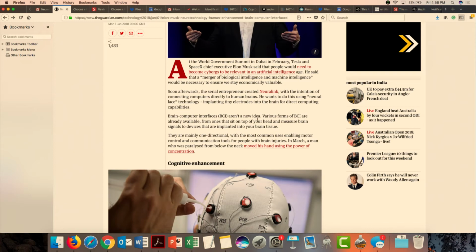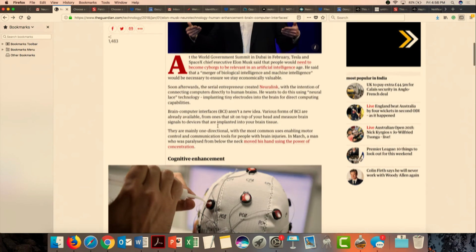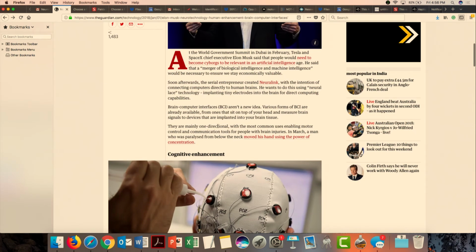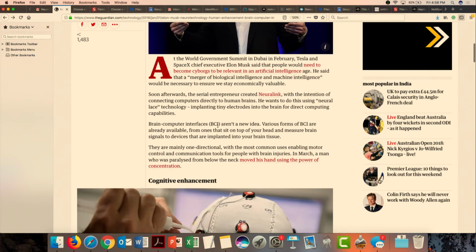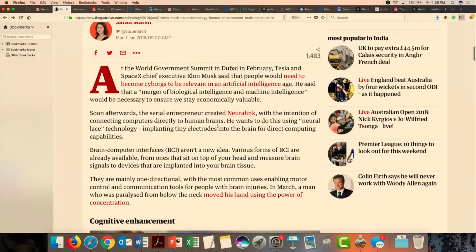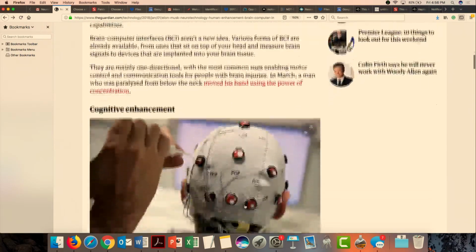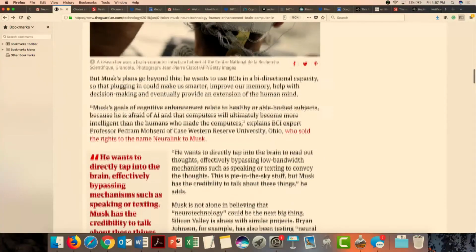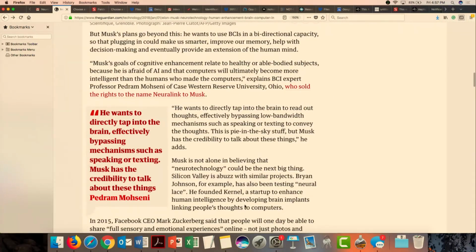Brain computer interfaces are not a new idea. Various forms of BCIs are already available. Can you guys read it, or should I read it aloud? And there's all this link, the power of concentration. There's all the EEG placement. He wants to use BCI. So someday when you do that, remember I taught you bidirectional, and the goal of cognitive enhancement.